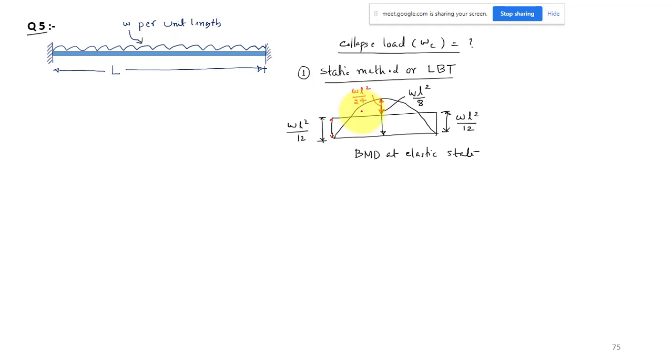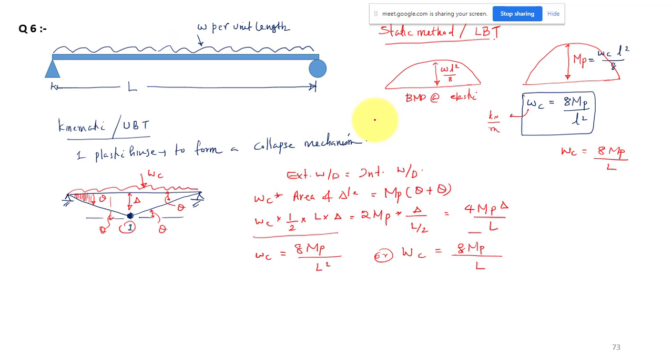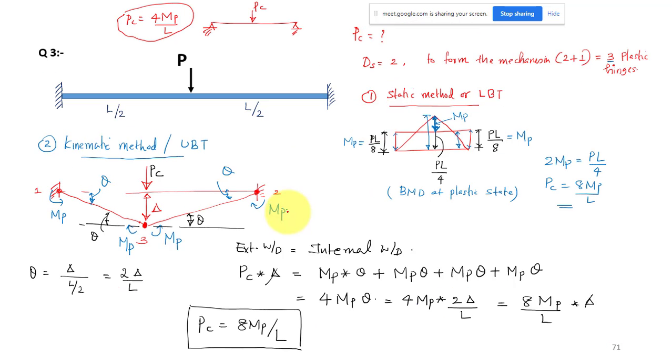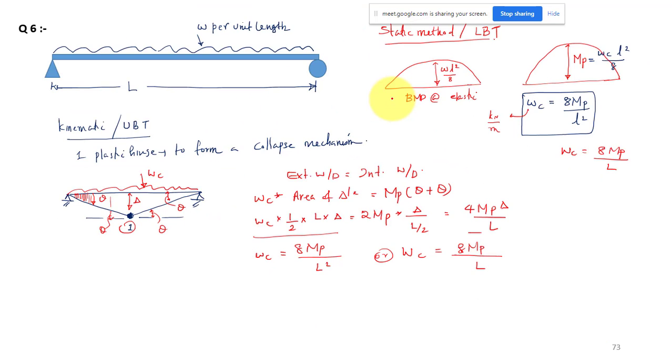But at the support we have WL square by 12. So your maximum moment is WL square by 12 at the fixed end, and the midspan moment is just half of that. In the case of a fixed beam with a point load at the center, the moments at the supports and at the center are all equal, PL by 8, equal in magnitude. Here it is not equal.